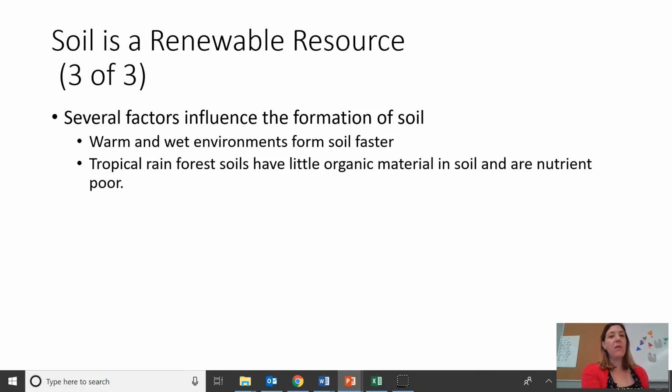Okay, so of course, we've talked about different ways that soils form. And there are different factors that affect the rate at which soils form. Warm and wet environments lend to quicker soil formation. It's important for you to know, though, that while tropical rainforests definitely meet these conditions of being both warm and wet, and so we would say they would have a lot of soil formation or very quick soil formation, the soils in tropical rainforests are not considered to be fertile soils.